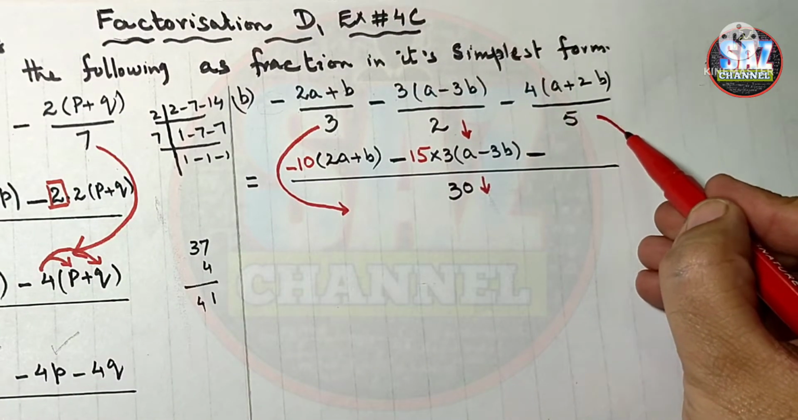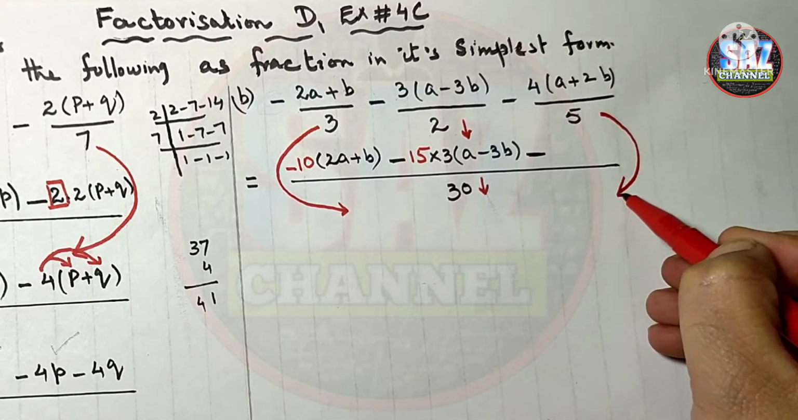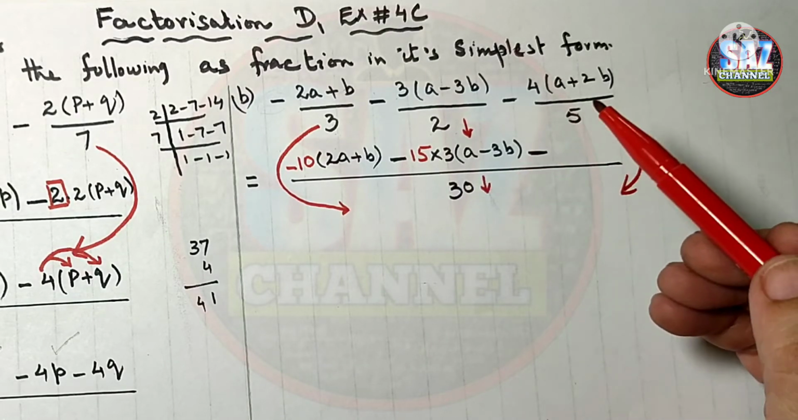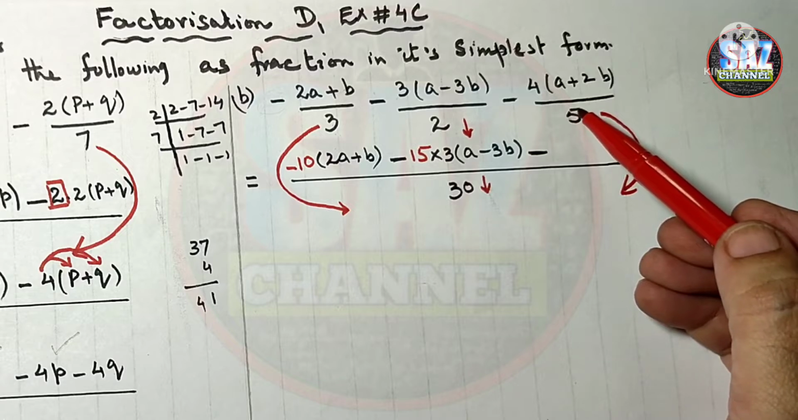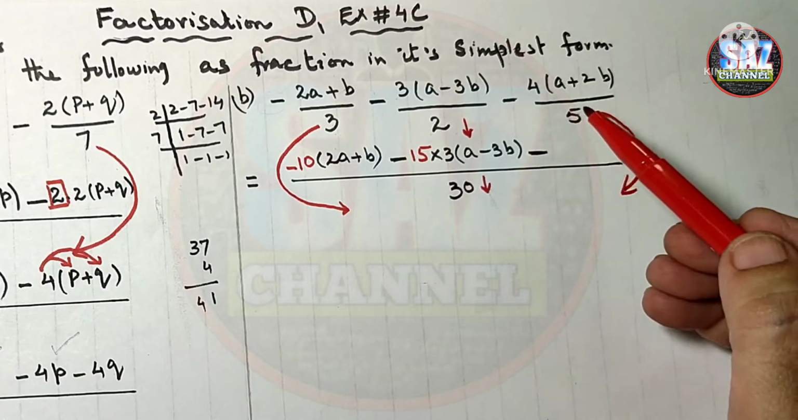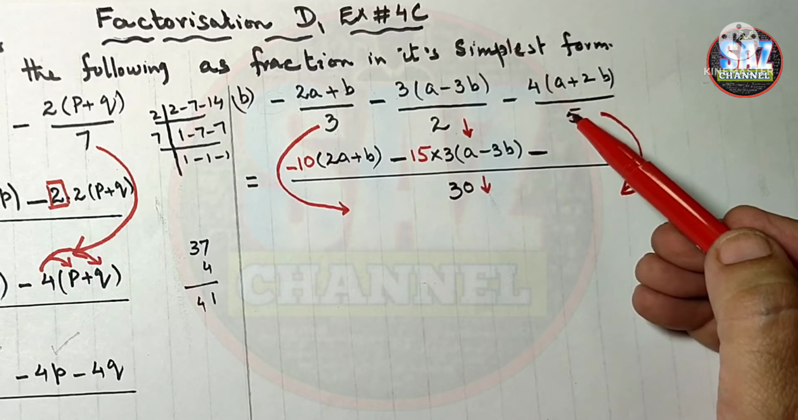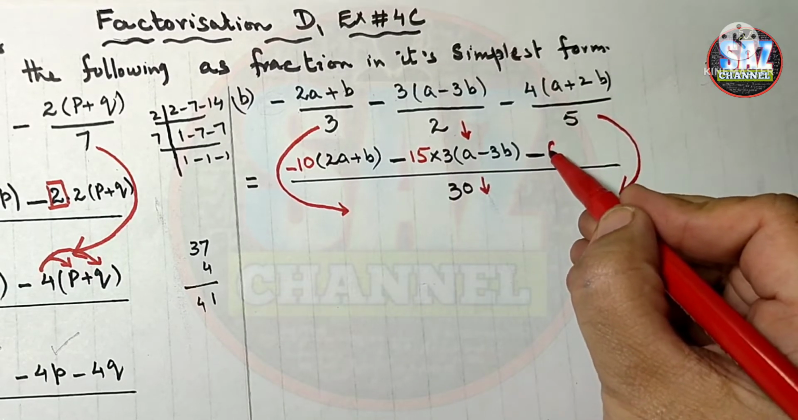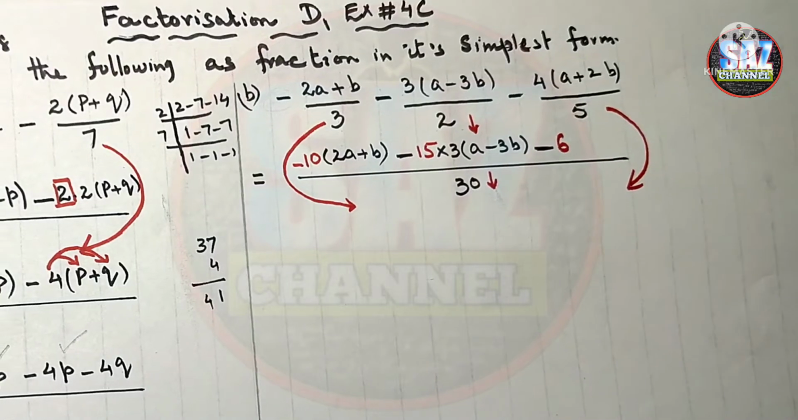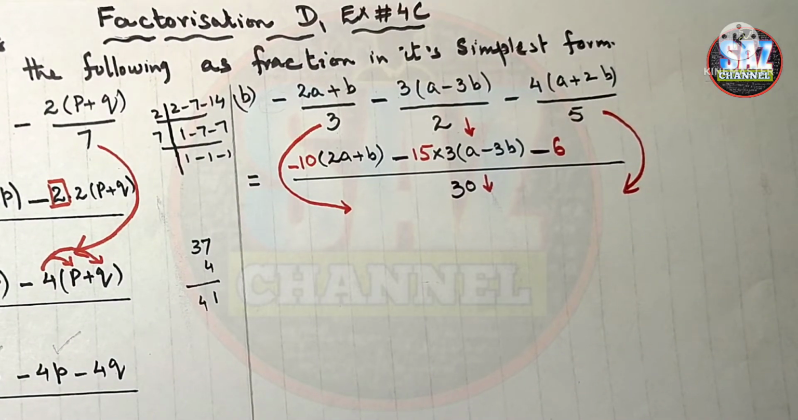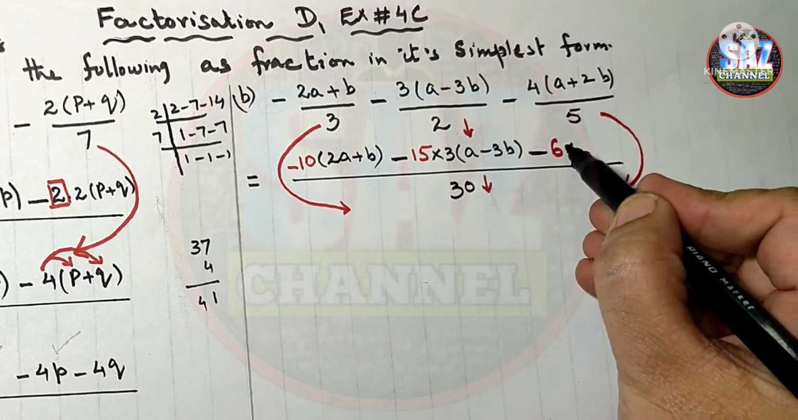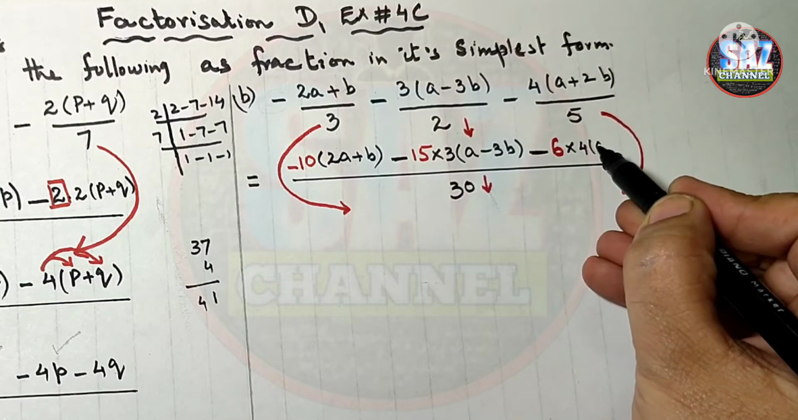in the last part the denominator is 5, but the LCM is 30. So, 5 how many times is 30? Read table of 5. 5 6 times is 30. It means that this third fraction is deficient of 6. So, what we are going to do is we have to multiply this numerator by what? By 6, and 4 was already there. 4 multiplied by a plus 2b.